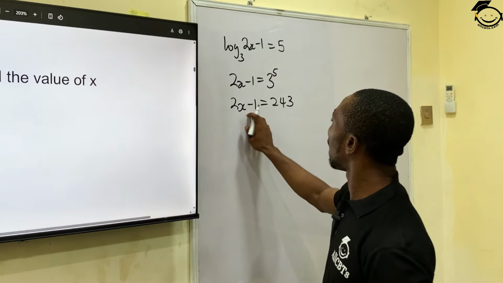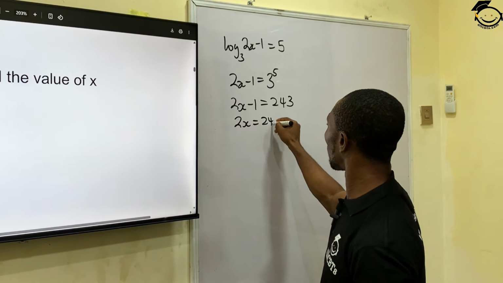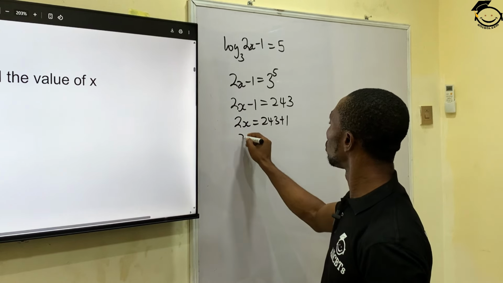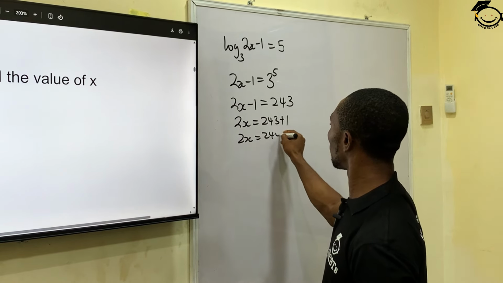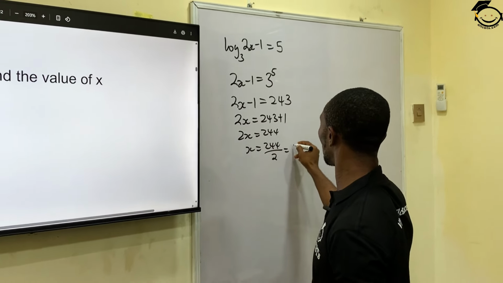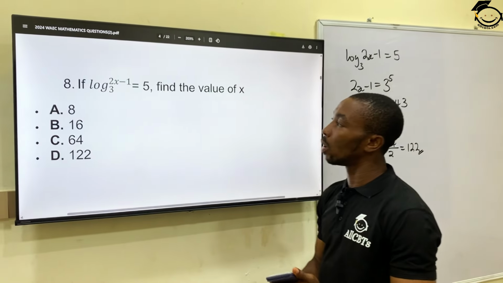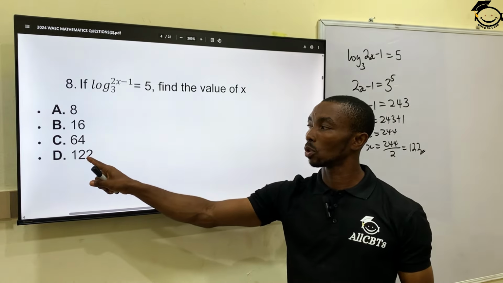Okay? Now, adding 1 to both sides, 2x equals to 243 plus 1. 2x equals to 244. x equals to 244 divided by 2, which will give us 122. So our x is 122, option D.